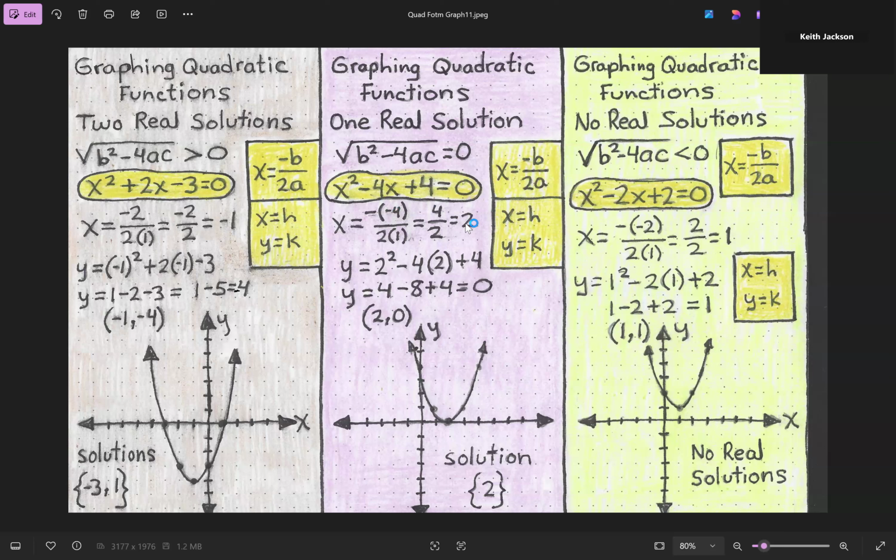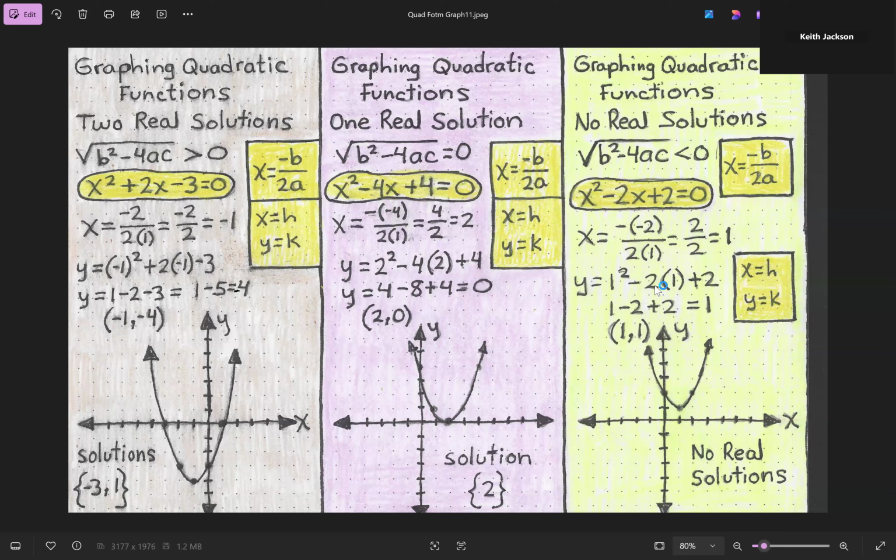And all we have to do is plug in 2 wherever we see x. All right, so we have y is equal to 2 squared minus 4 times 2 plus 4. And here's what's going to happen. We got y is equal to 4 minus 8 plus 4. And that's actually going to equal 0. And so now we have our point, right? Our axis of symmetry at 2, 0 right there. As you can see right there, it is only touching the x-axis at one point, which is 2. And so our one solution is 2 right here.